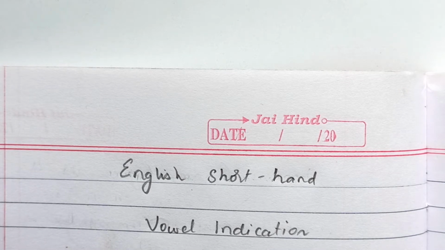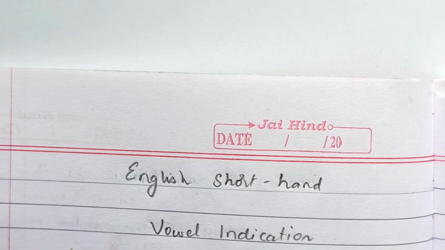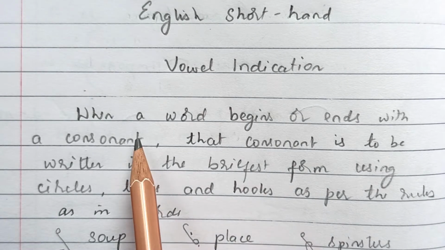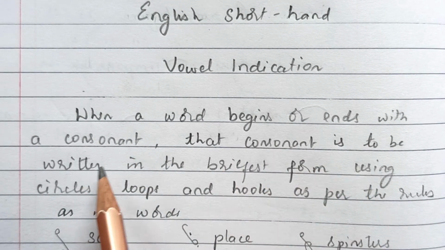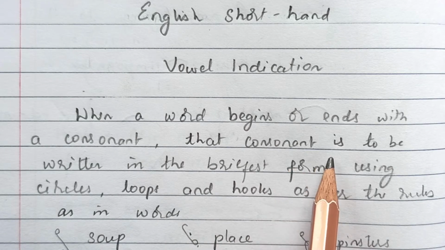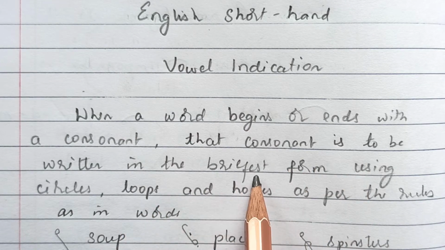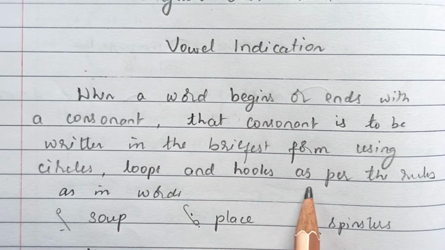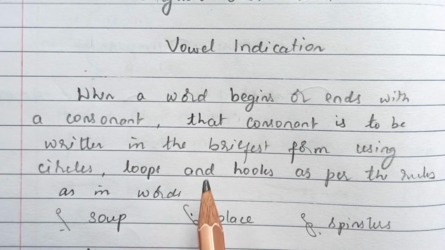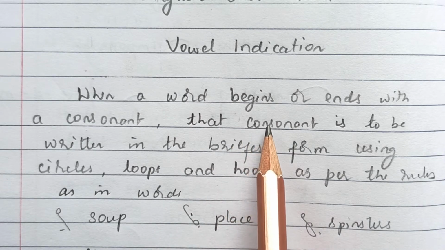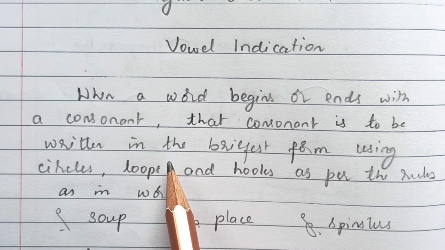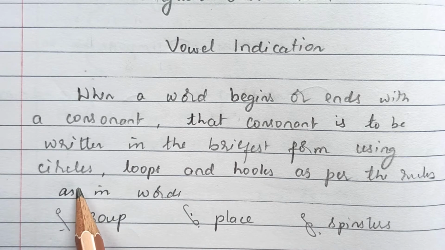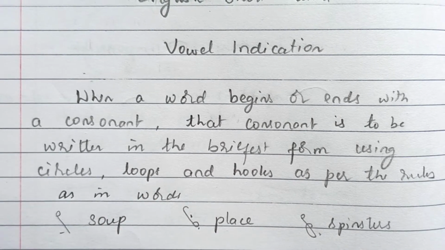And today we shall start with a new chapter, the vowel indication. When a word begins or ends with a consonant, that consonant is to be written in the briefest form, using the circles, loops, and hooks as per the rules. So the briefest forms are the circles, loops, and the hooks.